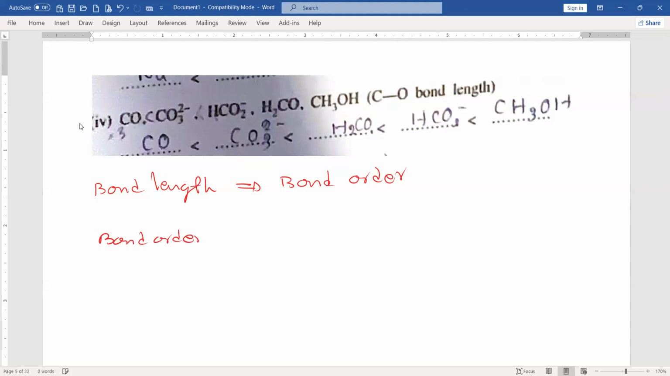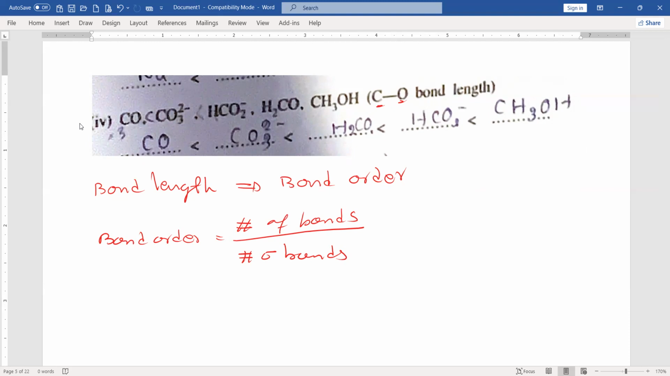Bond order equals number of bonds divided by number of sigma bonds. Then you need to know what this number of bonds and number of sigma bonds is. Number of bonds means number of bonds between the considered atoms. In this case, we need to consider carbon and oxygen. So all the bonds in between carbon and oxygen have to be considered.